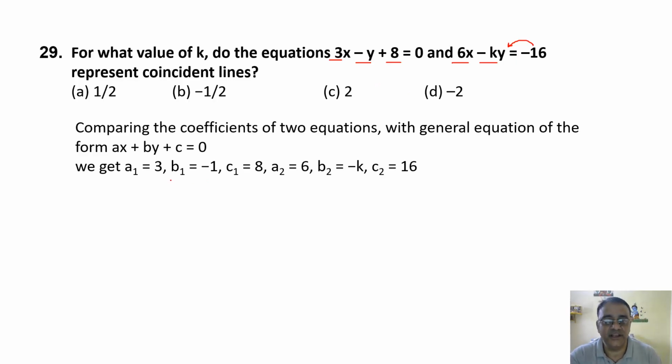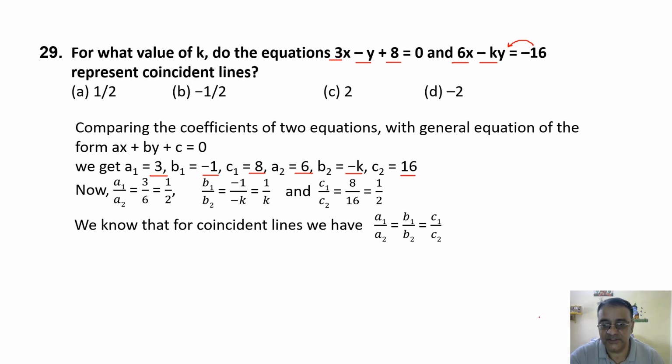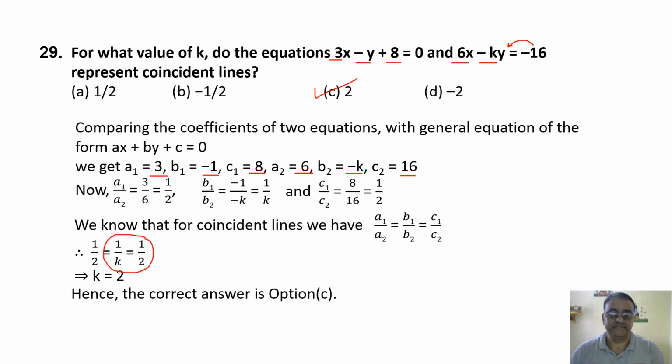a1 upon a2 is 3 upon 6, that is 1 by 2, and b1 upon b2 is minus 1 upon minus k, that is 1 upon k, and c1 upon c2 is 8 upon 16, that is 1 by 2. And we will write the condition first. Now we'll substitute all the values. Now compare these two. If you compare these two, we'll get k is equal to 2, and the correct option is option C. Now we are moving toward question number 30.